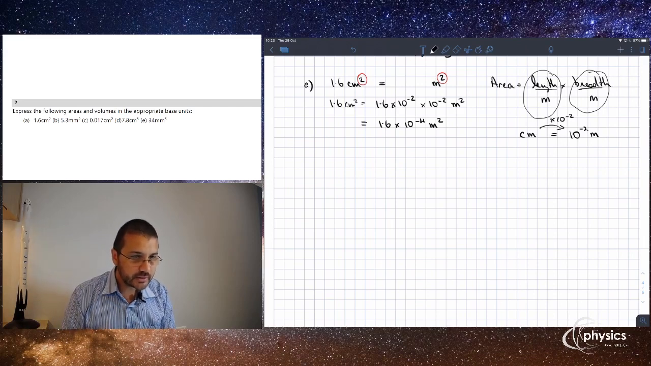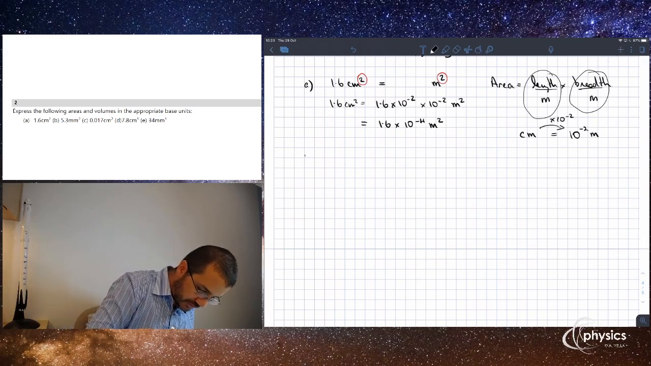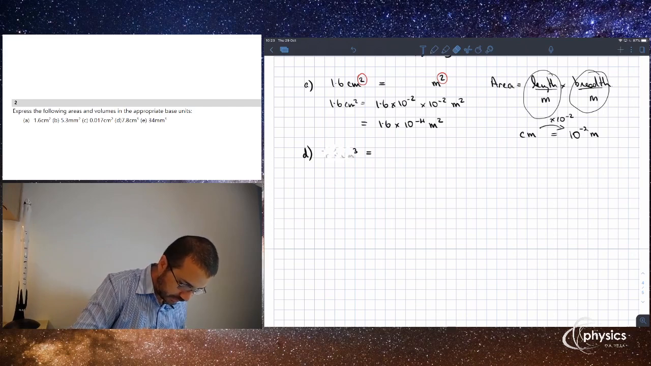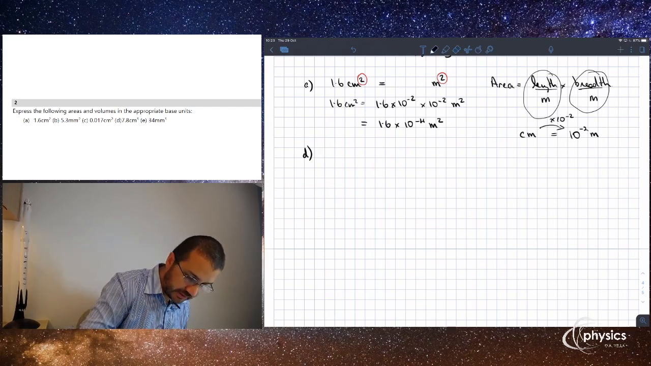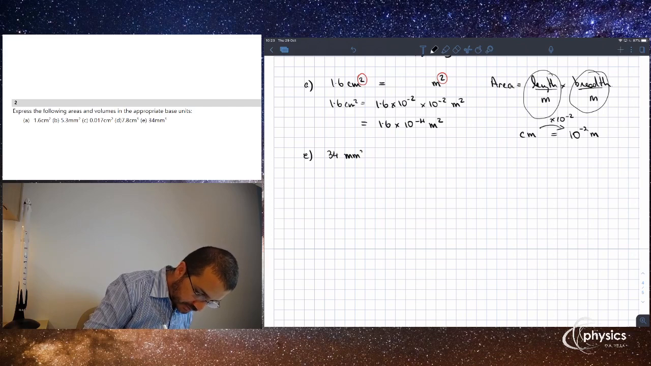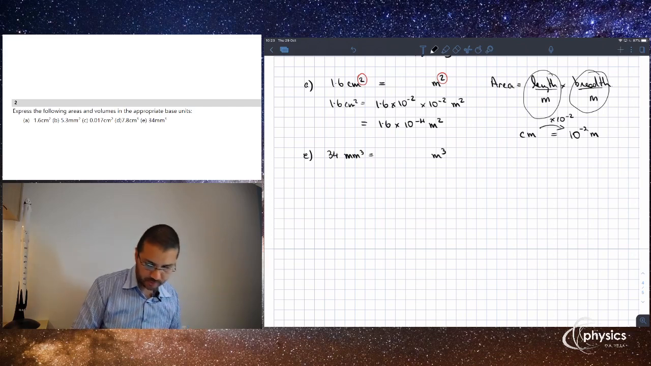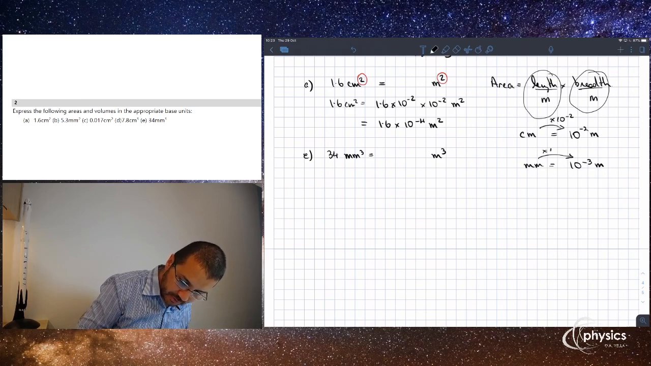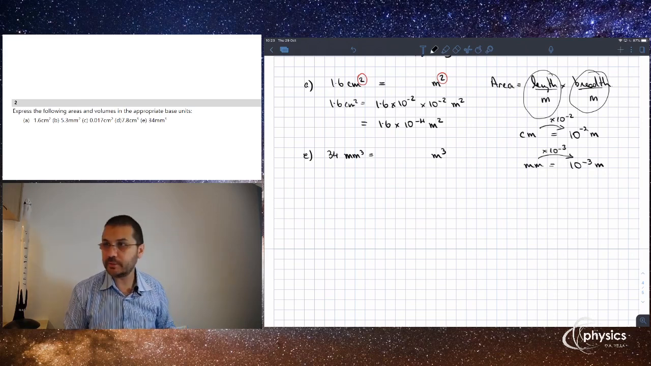Let's convert volume. We have 7.8 centimeters cubed. Let me use something other than centimeters. So I have 34 millimeters cubed, and we have to change them to meters cubed, obviously. So millimeter is 10 to the minus 3 meters. So to convert from millimeters to meters, we need to multiply by 10 to the minus 3.